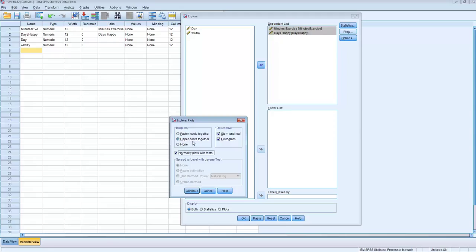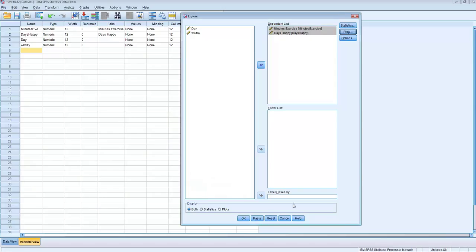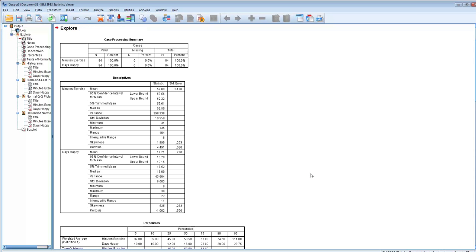I can click on dependents together, or you can simply click on none, but I do actually want to see the box plots of these dependent variables. And so let's click on OK, and now let's go ahead and click on OK. So the emerging output tells us that we have 84 cases. 100% of them have been considered. We do not have any missing data.